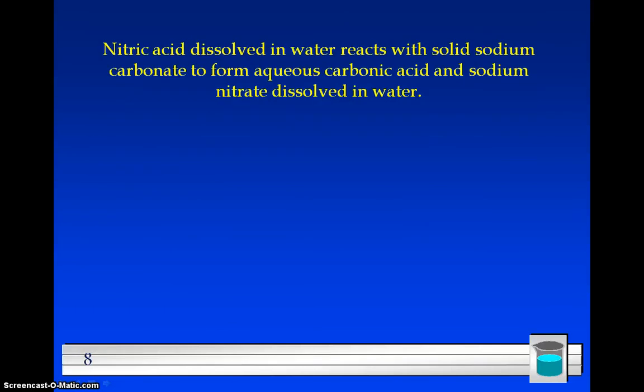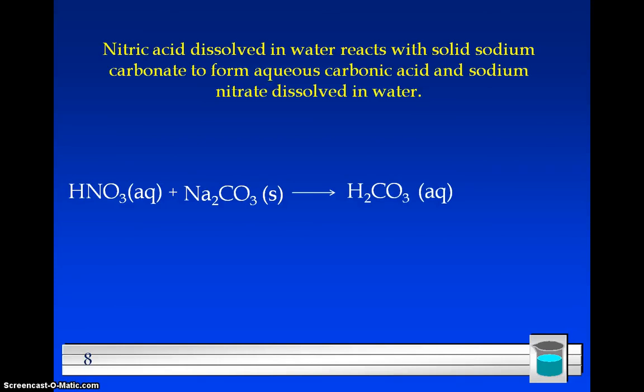All right, let's do one more. So you have nitric acid dissolved. So nitric acid is HNO3 and it's dissolved in water, so that would be aqueous. Reacts with, so that's the plus, solid sodium carbonate, so that's Na2CO3, carbonate's a -2, sodium's a +1, with the solid, to form aqueous carbonic acid. So carbonic acid is H2CO3, the AQ for aqueous, and then sodium nitrate dissolved in water. So sodium nitrate is NaNO3, and that is aqueous as well.